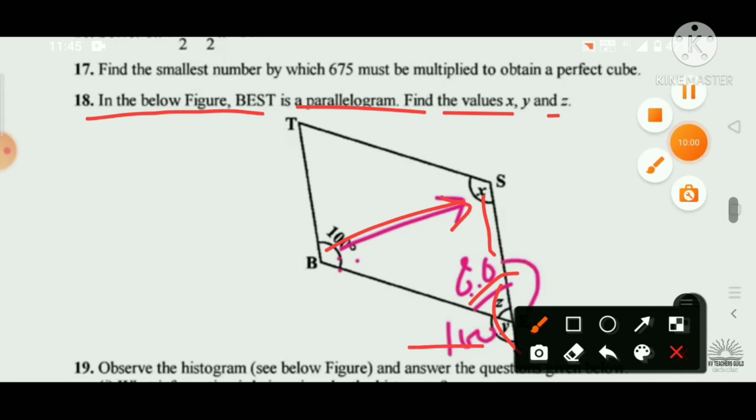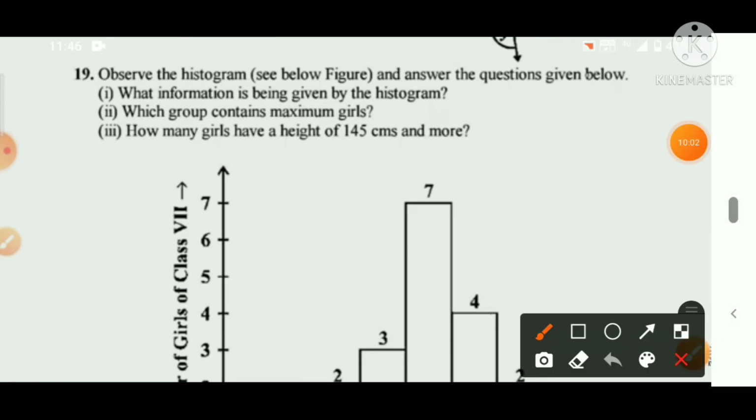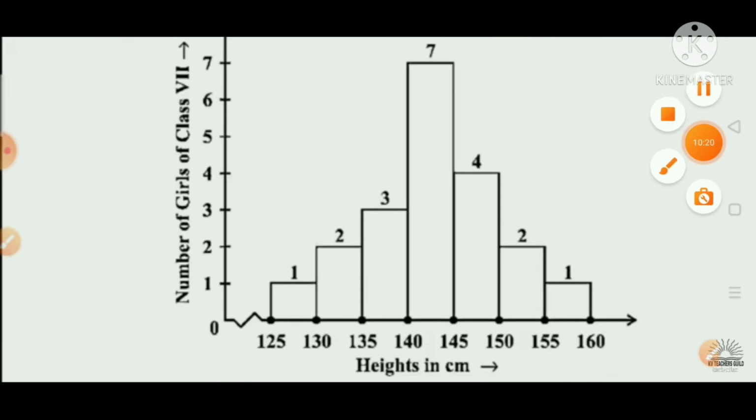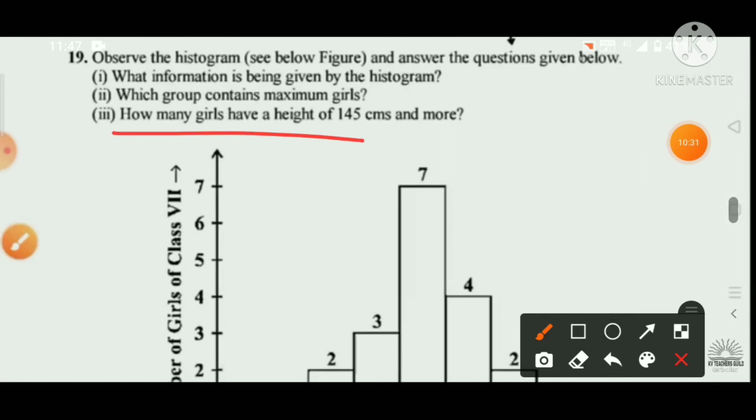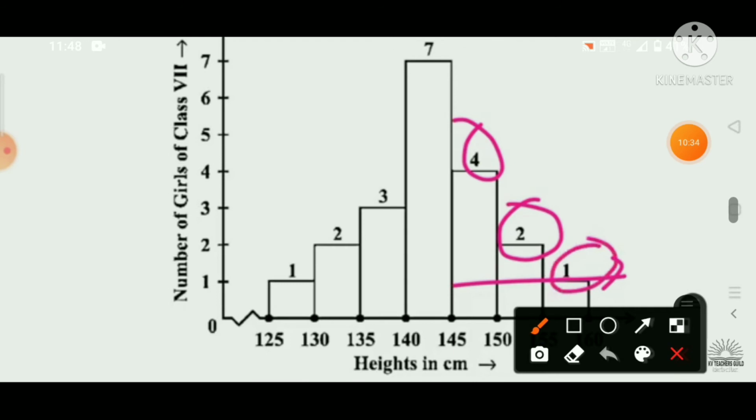So the next question is a bar graph related question. Let us see the first question. What information is being given? Here they are giving the class 8 measurements in this bar graph. The next question is which group contains the maximum girls? In which group are 42 and 45? In this group the maximum girls are present. Let us see the next question. How many girls have a height of 145 centimeters or more? So we have to find 155 up to the next. We have to add these, then you will get the answer. Let us move to the next question.